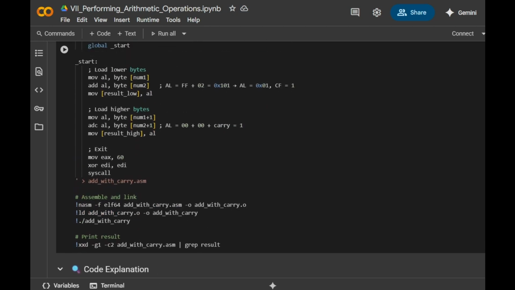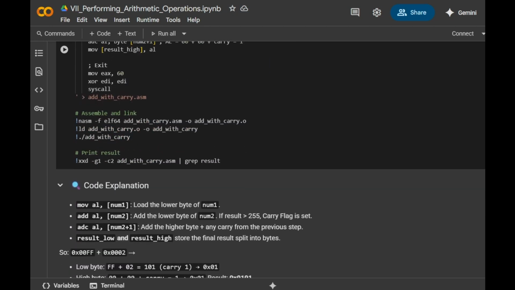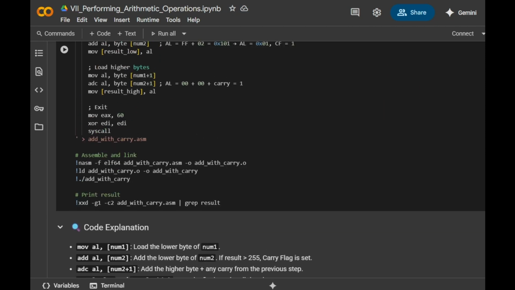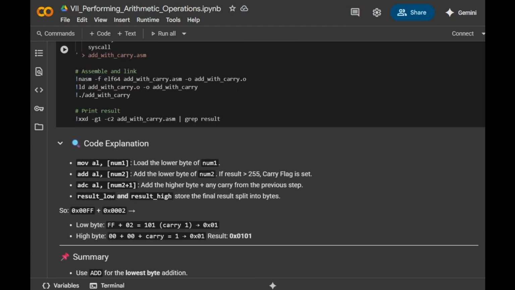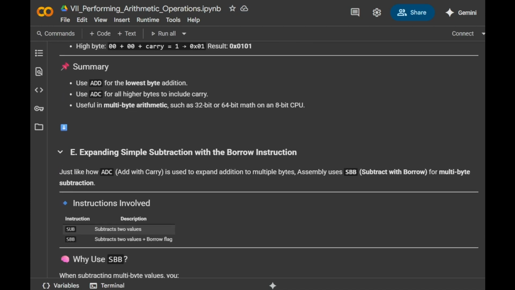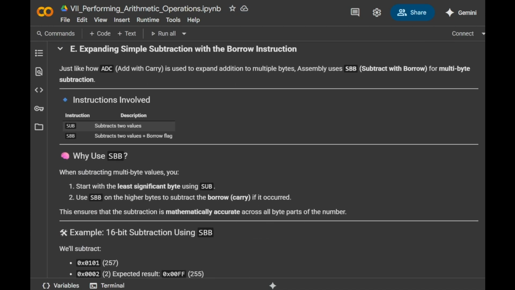Just as ADC expands addition, SBB, which stands for subtract with borrow, expands subtraction. When you subtract a larger number from a smaller one, a borrow is needed from the next higher order digit. The carry flag acts as this borrow indicator in subtraction. So for multi-byte subtraction, you start by using the SUB instruction on the least significant bytes. Then for all the higher bytes, you use SBB, which subtracts not only the source operand, but also the value of the carry flag.